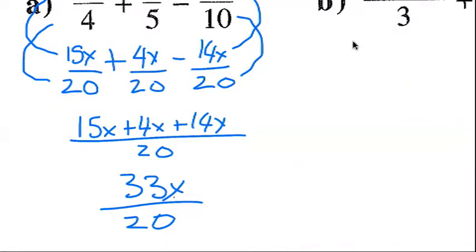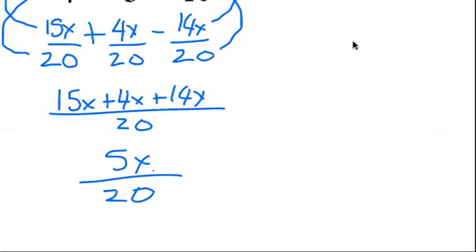No, because I didn't add, I subtracted. 15 plus 4 is 19, minus 14 is going to be 5x. 5x over 20. And then 5 and 20 reduce to 1 and 4. So this is x over 4.